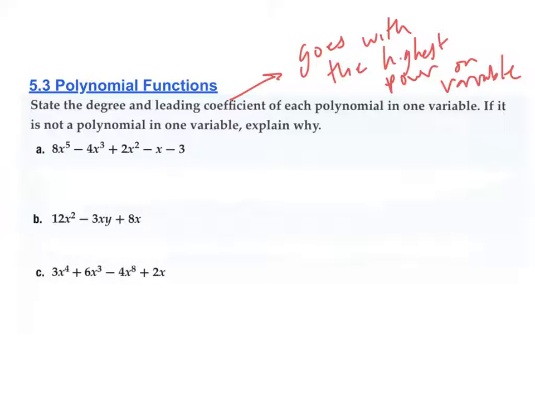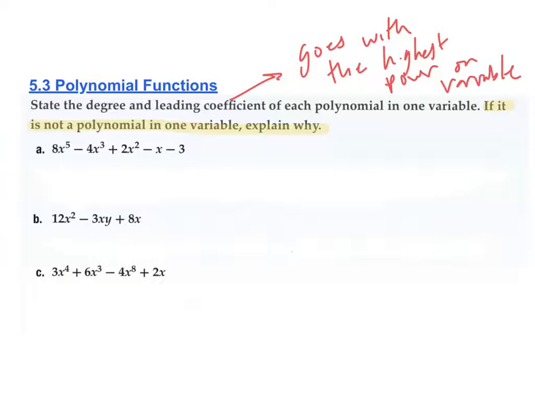The other part of these kinds of problems is this part. We don't talk about degree or leading coefficient unless it is a polynomial in one variable. And essentially, if it's not a polynomial, and we talked about this in 5.1, like there's a variable in a denominator, there's a variable under a radical, variable raised to a negative power. If any of those things are true, it's not even a polynomial. So talking about degree and leading coefficient there doesn't make sense either. Essentially, if there's more than one variable, then it's not a polynomial in one variable.